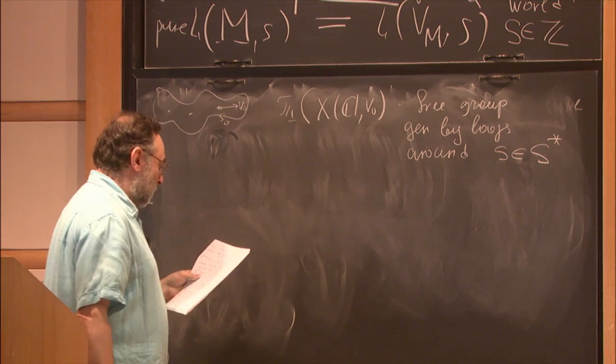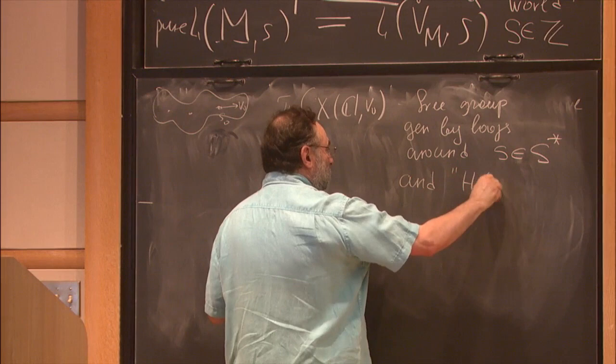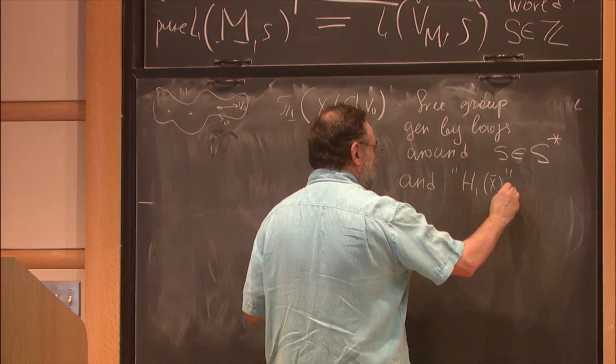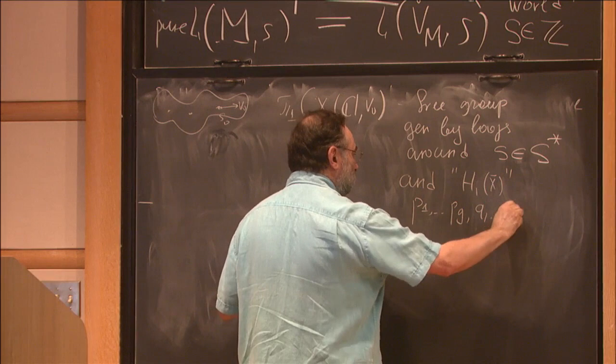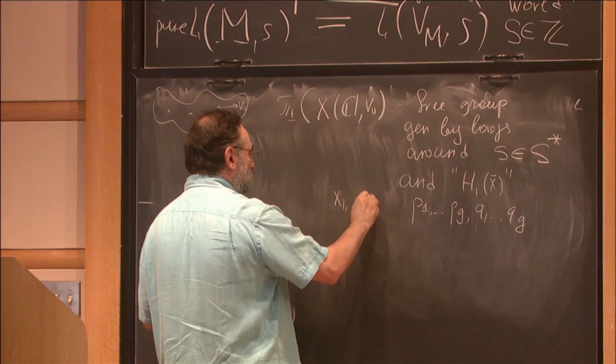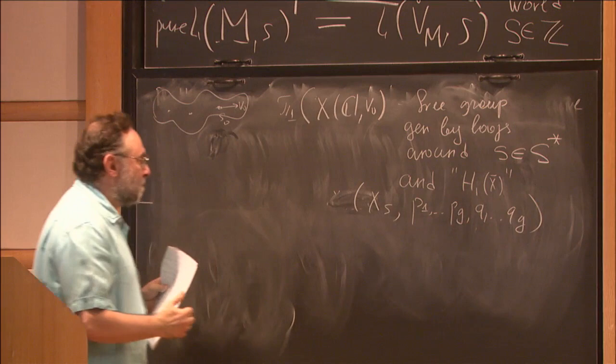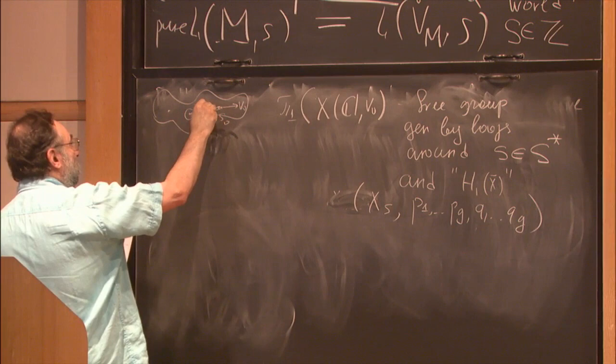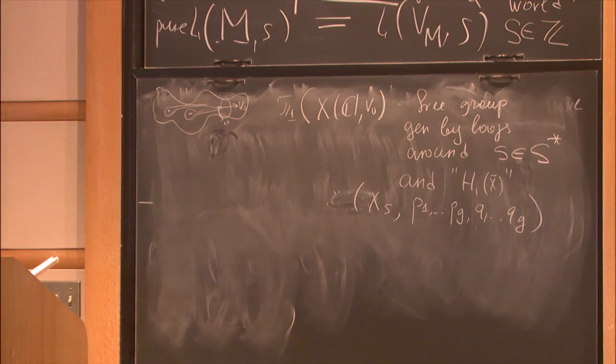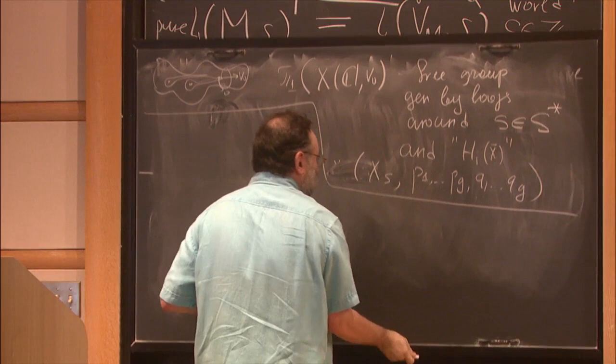And I put this in quotes, H1 of X bar, where you can just pick some generators P1 and so on, PG, where G is the genus, and Q1 and so on, QG. So this is a free group with these generators, which I call X1 and so on, XS. So we have some base points, loops around the punctures, and loops on this surface.